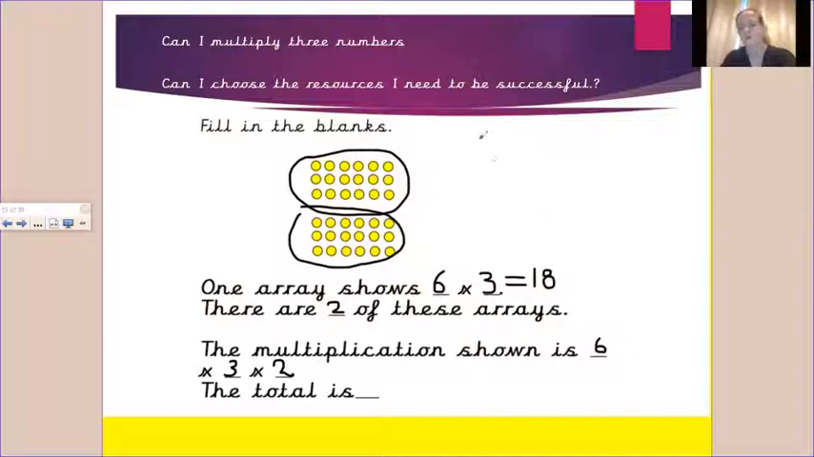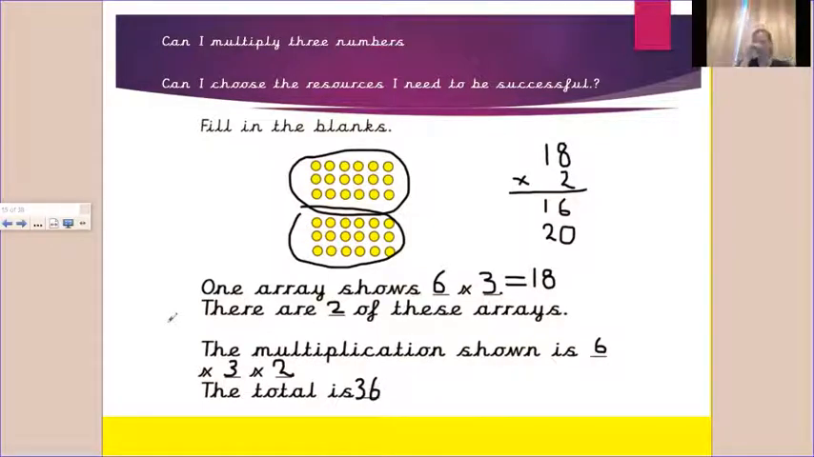And what that essentially is asking us is, 6 times 3 we know is 18. So it would be 18 times 2. That's what it's asking us. And if you work this out, 8 times 2 is 16, and 10 times 2 is 20. So the answer, if you add those together, should be 36.